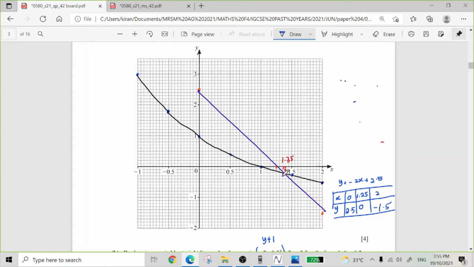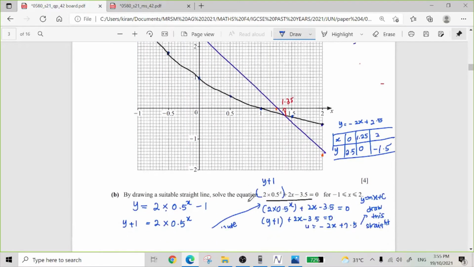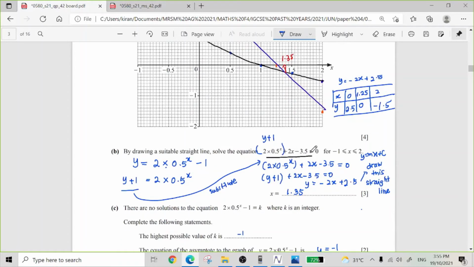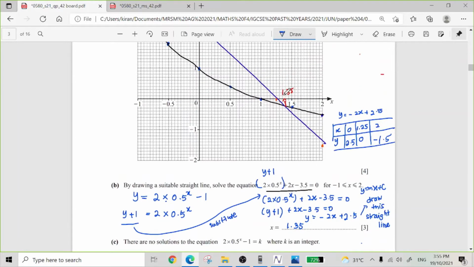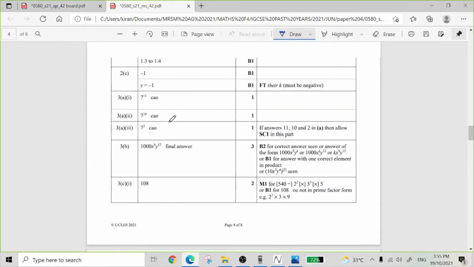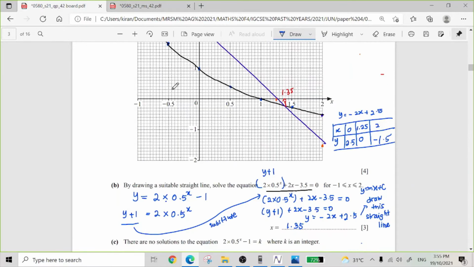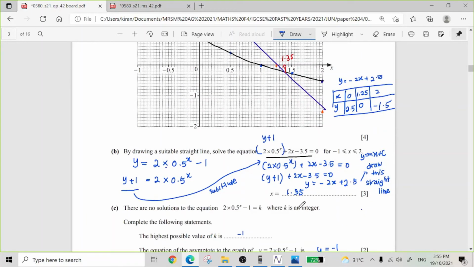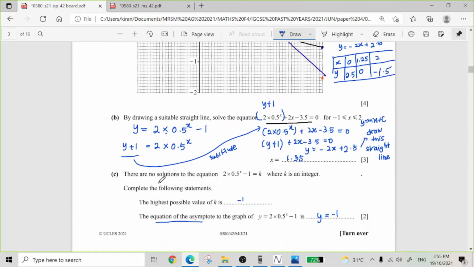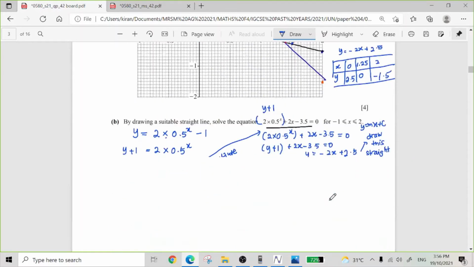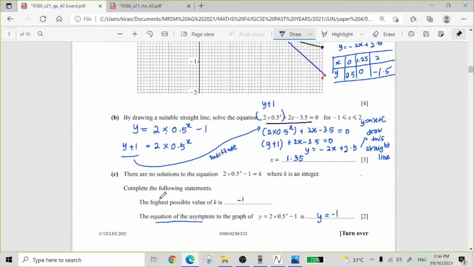Okay, the intersection part, that is the solution for this equation. Okay, so from this line I got 1.35, so the answer is between 1.3 until 1.4. Okay, so I get 1.35, so still correct. So next question, C, there are no solution to the equation 2 times 0.5 to the power of x minus 1 equal to k, where k is an integer. Okay, complete the following statements.